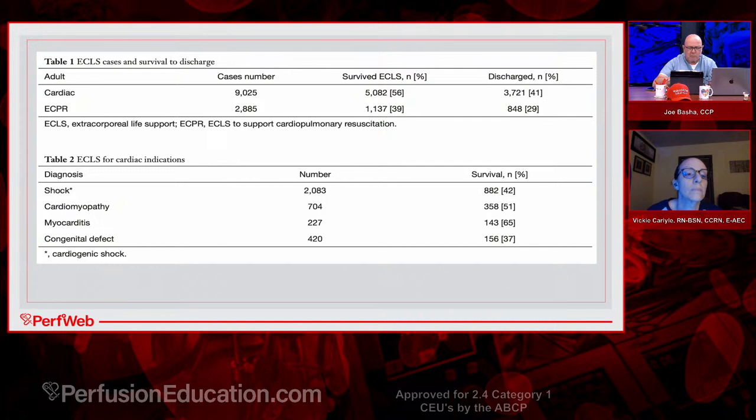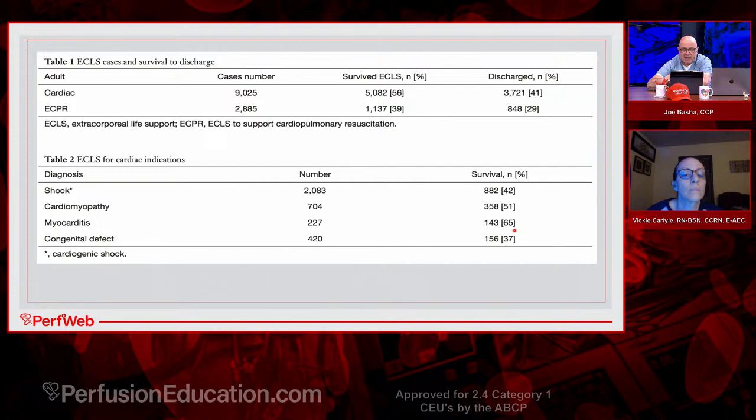And then they looked at the various diagnoses that resulted in the ECLS. Cardiogenic shock was number one, highest in number. Survival, I'm sorry, was 42%. Cardiomyopathy survival was 51%. Myocarditis had the best outcome with 65%.